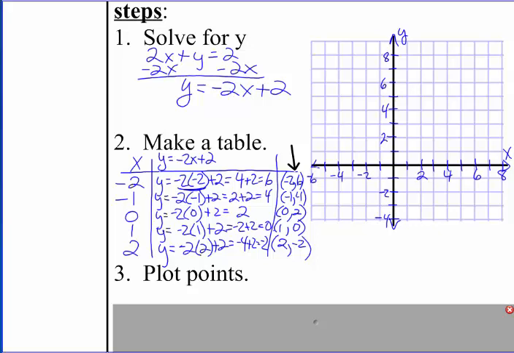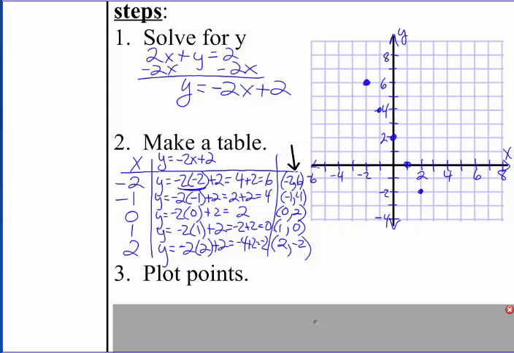All right, and then we start plotting our points. So -2, 6. Remember the -2 is first, so you go to the left. Then the 6 is second, so then you go up to the 6. Next is -1, 4, 0, 2, 1, 0, and 2, -2.